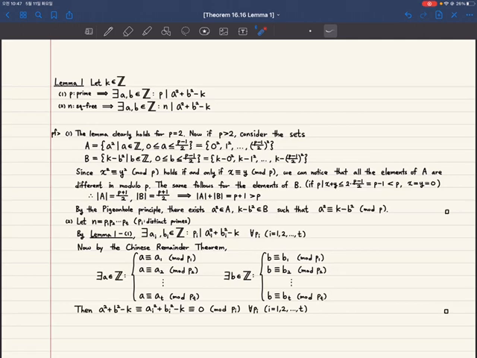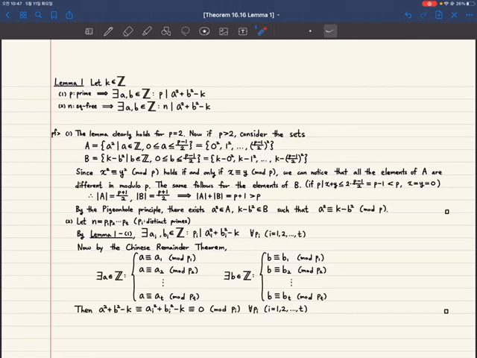So A is the set of all a squared, where a is an integer and a ranges from 0 to (p minus 1) over 2. So it's 0 squared, 1 squared, all the way to ((p minus 1) over 2) squared. Okay, and B is the set k minus b squared, where b is an integer and b ranges from 0 to (p minus 1) over 2. So it's k minus 0 squared, k minus 1 squared, all the way to k minus ((p minus 1) over 2) squared.